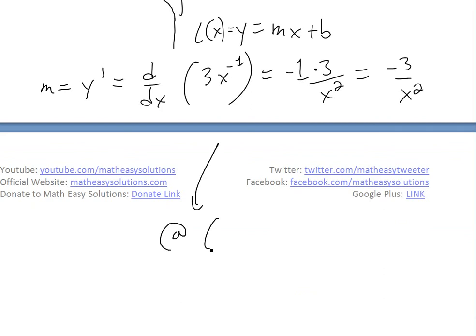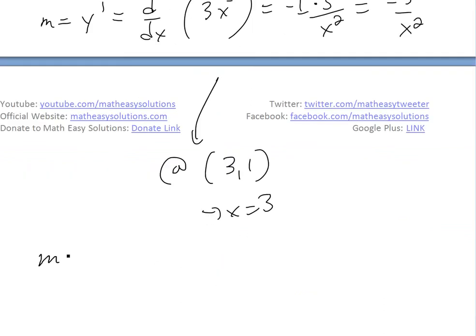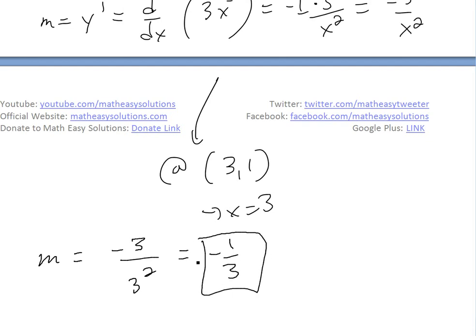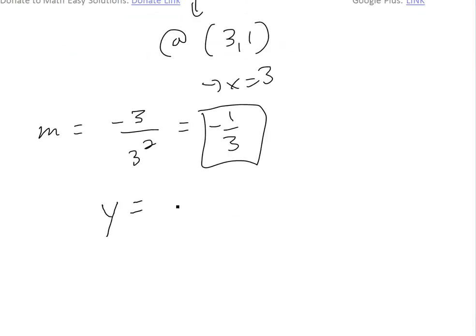3, 1 here, or x equals 3. So we plug that in. We're going to get m is equal to negative 3 over 3 squared. That's 9. So we're going to get negative 1 over 3 here. So that's our slope right here. So again, like before, we get y equals the m, the slope, negative 1 over 3 times x plus b.